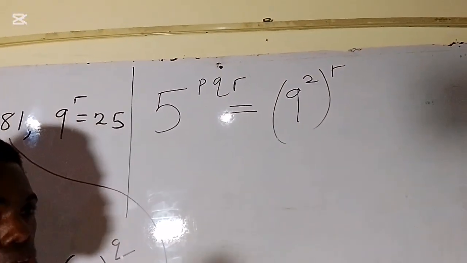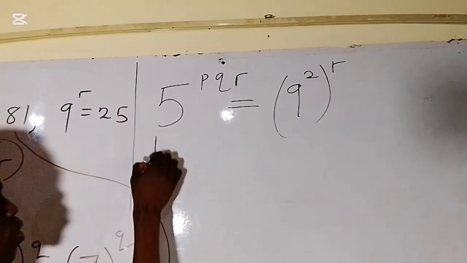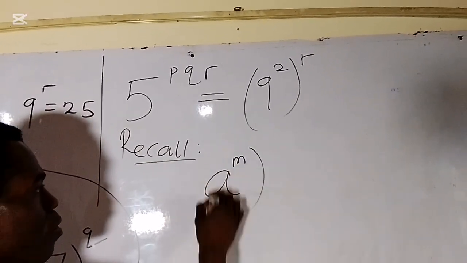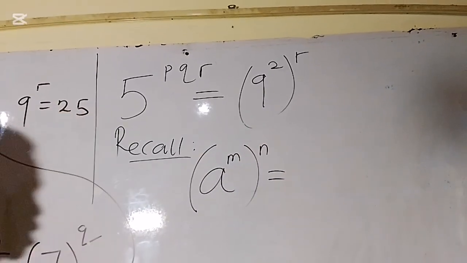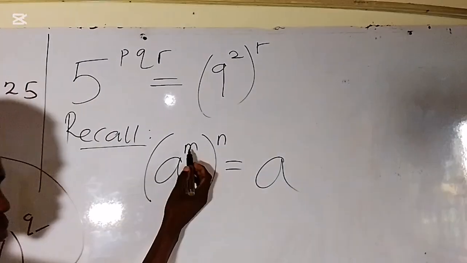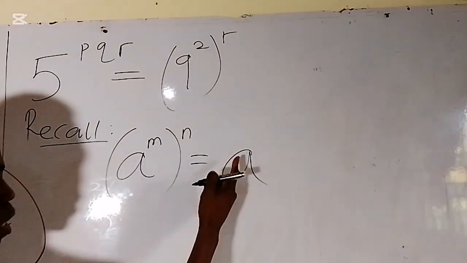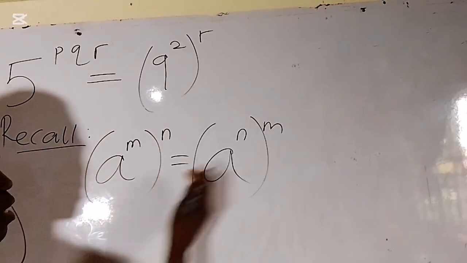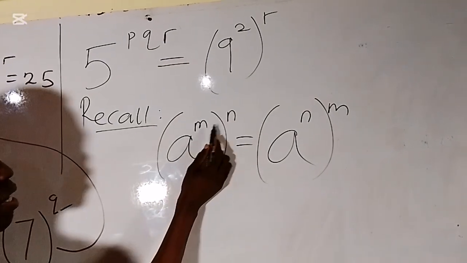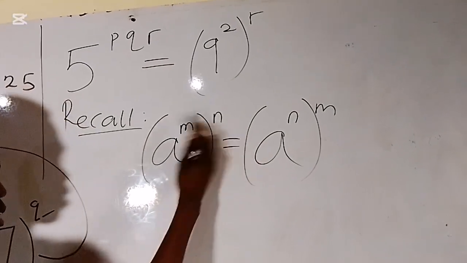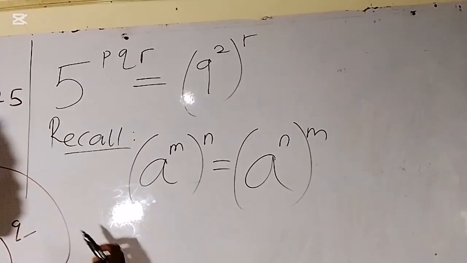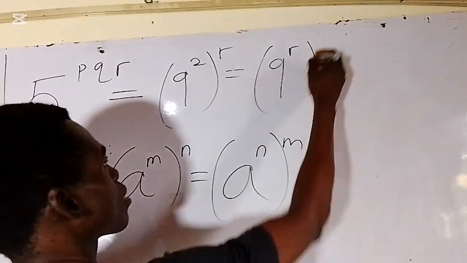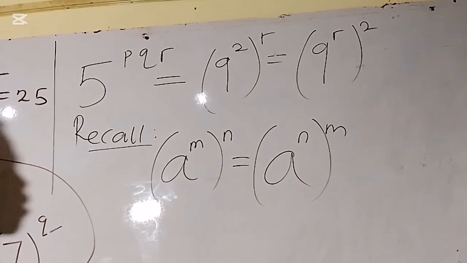Let me explain. Recall, from the law of indices, when you have a raised to the power m, then raised to the power of n, you are allowed to do something. The power inside can go out, and the one out can go in. So you can have mn, or nm. I mean, they are the same thing. So let me do the same thing here. This will become 9, r can go in, and this can go out. So I think we understand it up to this level.